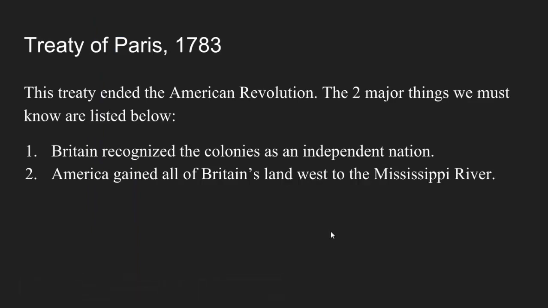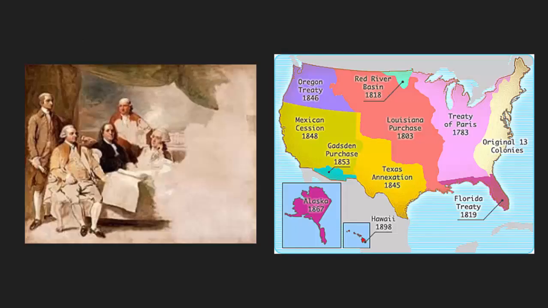We've already seen the Treaty of Paris 1763, so this is the one that's 20 years later. It ends the American Revolution, and the two major things we have to know are this. Number one, Britain recognized the colonies as an independent nation. Britain says, okay, that's it, you're an independent country. And then the second thing is America is going to gain all of Britain's land west to the Mississippi. So essentially all of Britain's land that they won in the French and Indian War without Canada is now going to be the Americans. So they're going to take the land east of the Mississippi River. So the Treaty of Paris outlined those two major things.